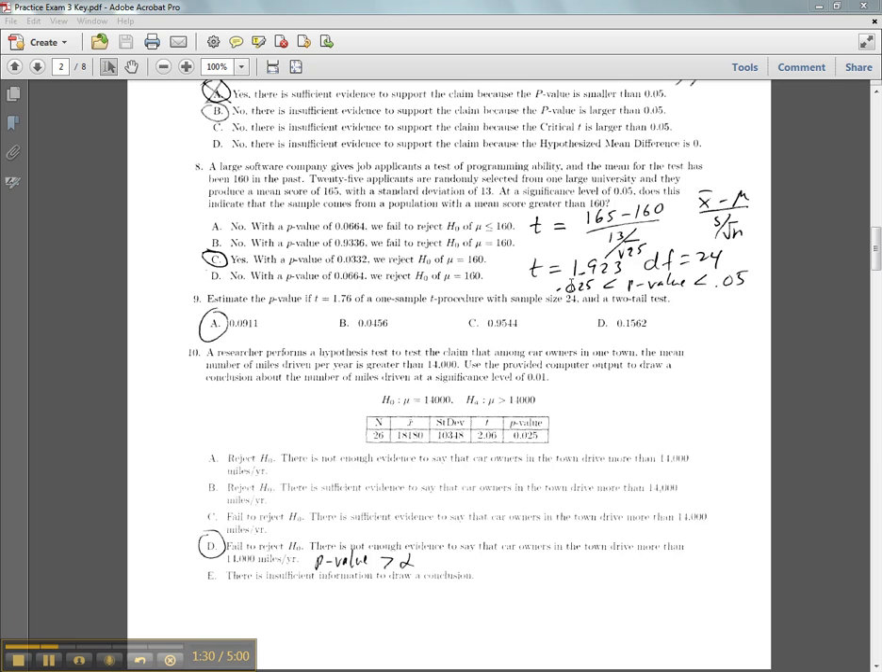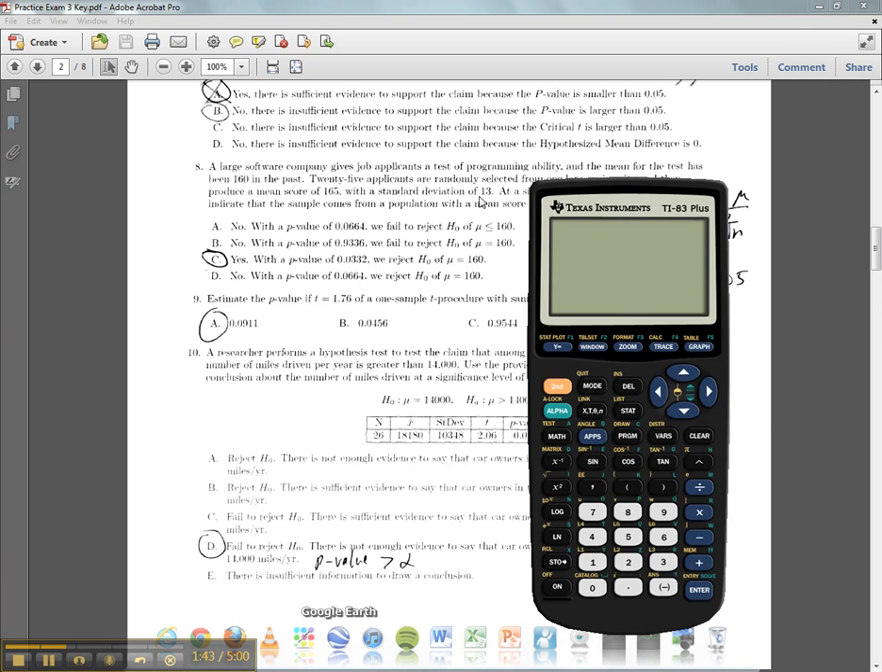And remember, when we're doing this in the table, we don't get a specific p-value. We have an interval of what the p-value could be if we do this by hand, right? If we decided we wanted to do this in the calculator, we can do that pretty easily too.